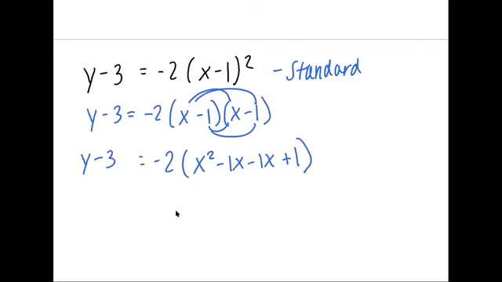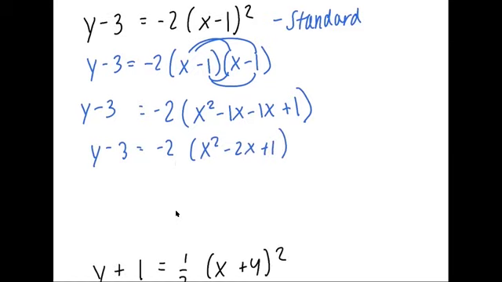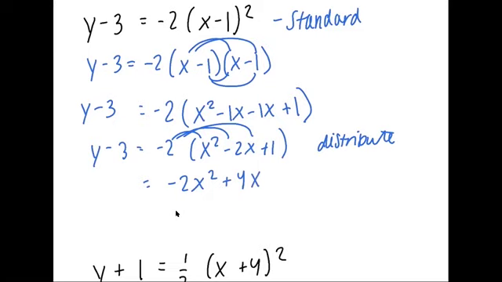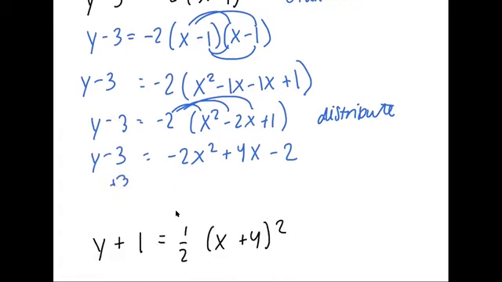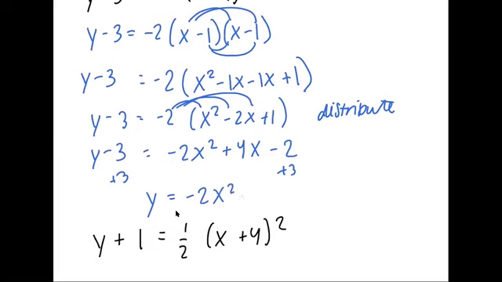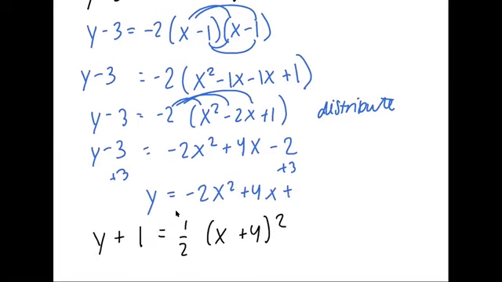Now I'm going to combine like terms. I've got x squared minus 2x plus 1. I wish we were done, but we still have to distribute. Not FOIL, we have to distribute that negative 2. So now I have negative 2x squared plus 4x minus 2, still equal to y minus 3. Then the final step is to add 3 to both sides. So my final equation is y equals negative 2x squared plus 4x plus 1.